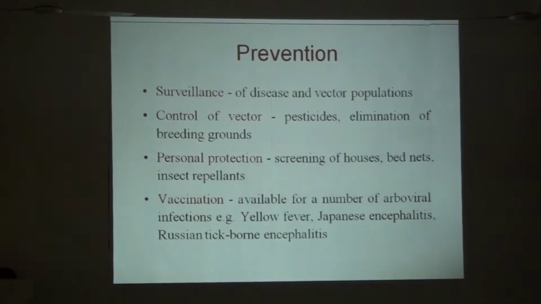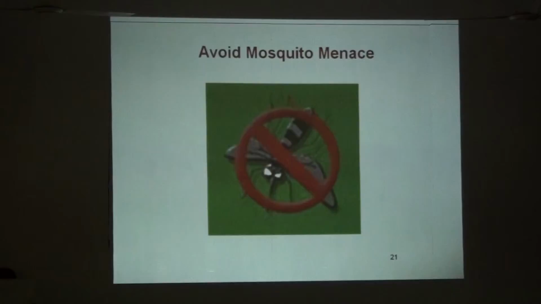Then the prevention of the arbovirus. First, surveillance of the disease and the vector population, then control of the vector by pesticides, elimination of the breeding grounds, and personal protection by screening of the house, bed nets, and insect repellents. Many of the arboviruses do not have any vaccine. Only a few arbovirus infections have vaccines, like yellow fever, Japanese encephalitis, and Russian tick-borne encephalitis.